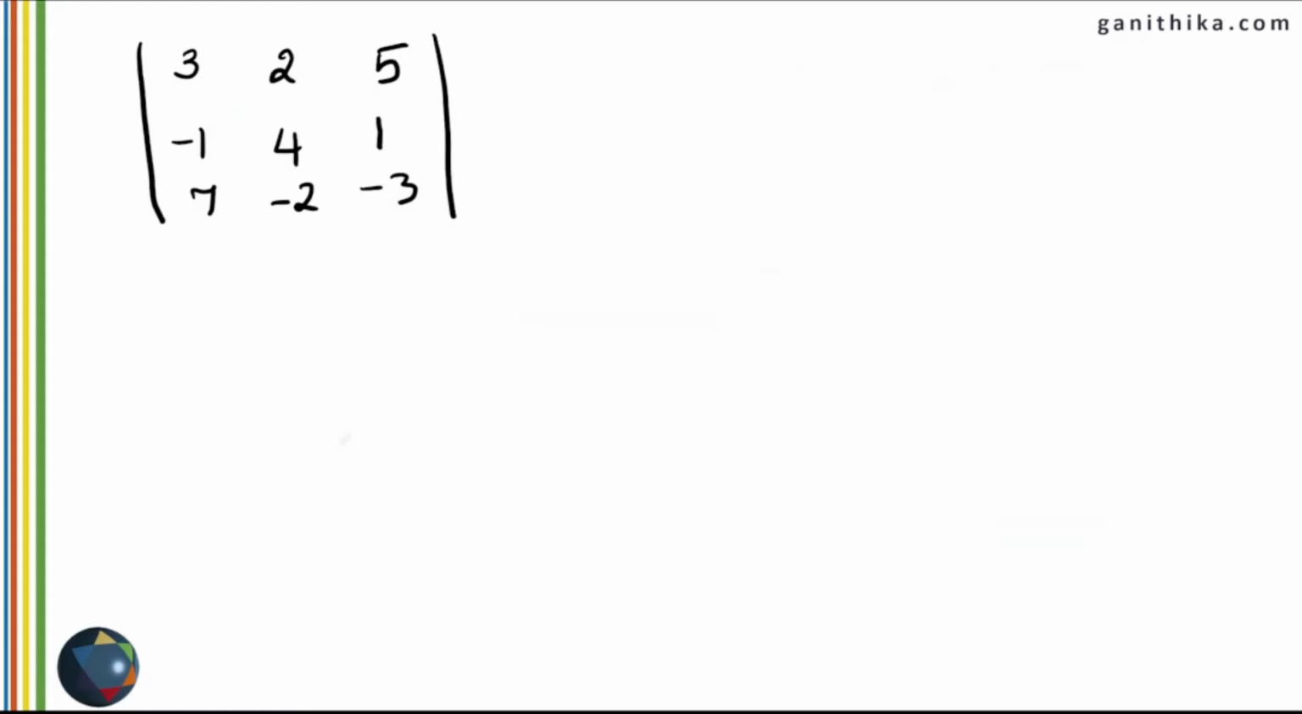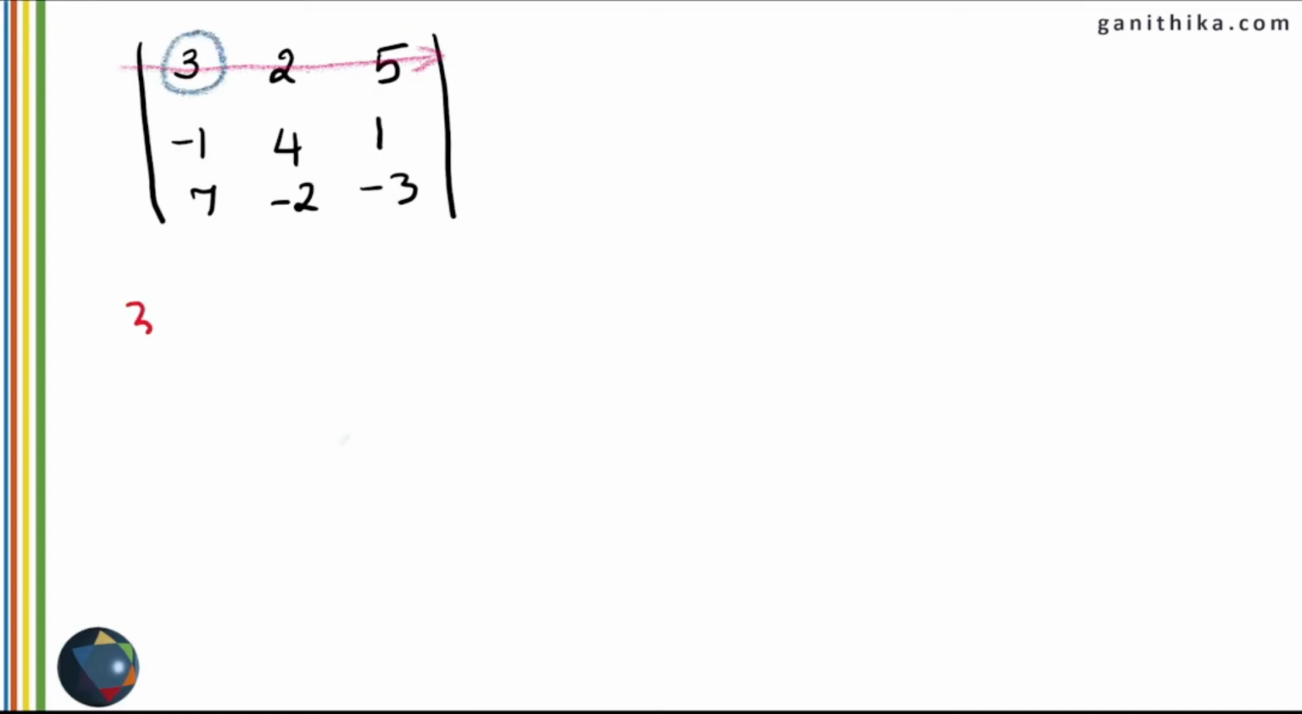In this case, we have 3, 2, 5, negative 1, 4, 1, 7 minus 2 minus 3. And in order to find the determinant of this, we will start with the first row. Actually, we can use any rows or any columns, but for simplicity's sake, we will start with the first row. And the first number in the first row is this one, 3.